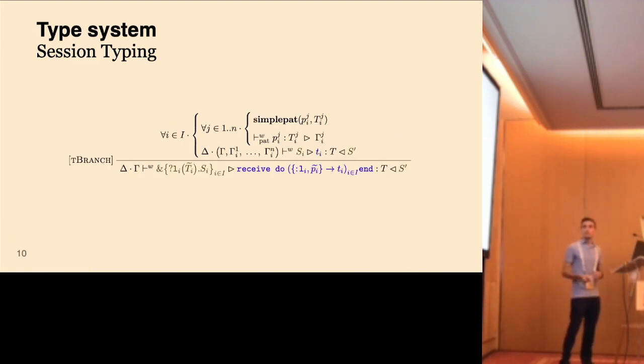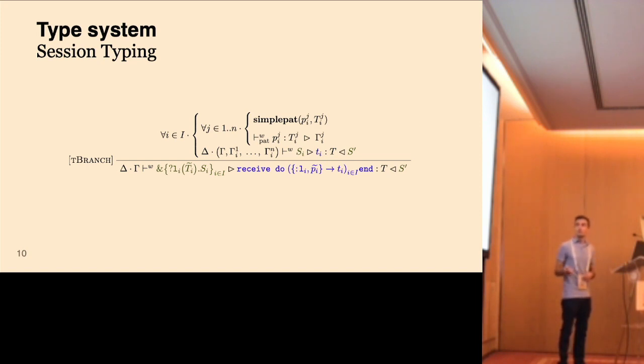I picked one example, the receive branch. To type this, I think it's typical. We just have to compare that the labels match the ones offered by the branching session type. We also have to make sure that the patterns that we have in the receive construct contain only simple types. They have to be either variables or tuples. This way, we exhaust all the possible pattern options.